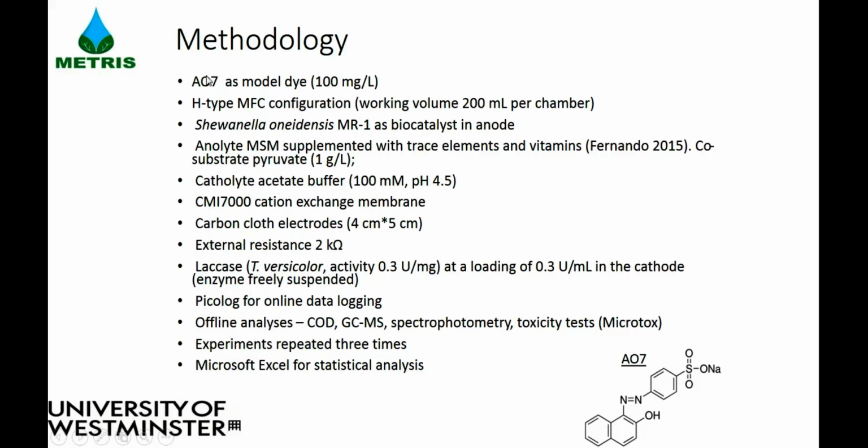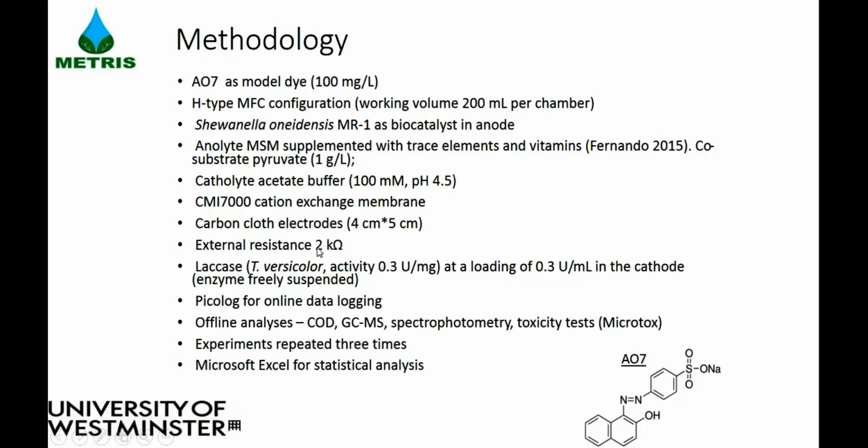So very briefly, we used acid orange 7 as a model dye, 100 milligrams per liter. We used an H-type MFC configuration with a working volume of 200 mL per chamber. We used Shewanella oneidensis MR-1 as biocatalyst. The anolyte was minimal salt medium, supplemented with trace elements and vitamins, as well as a co-substrate, sodium pyruvate, 1 gram per liter. On the cathode side, where we have the enzyme, we have acetate buffer, 100 millimolar, pH 4.5. The membrane was the CMI-7000 cation exchange membrane. We had carbon cloth electrodes, with an external resistance of 2 kilo ohms.